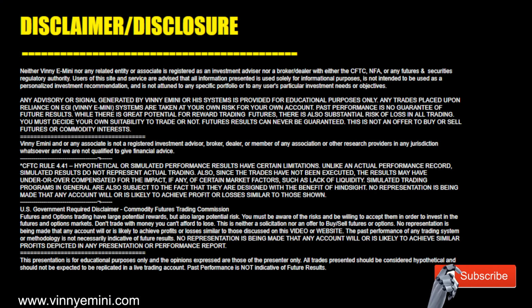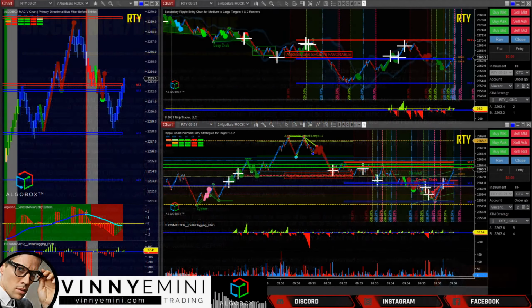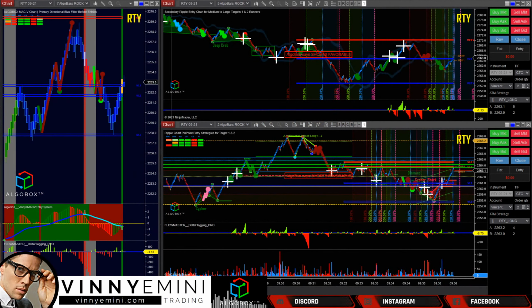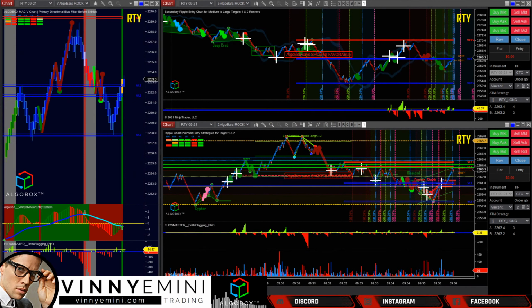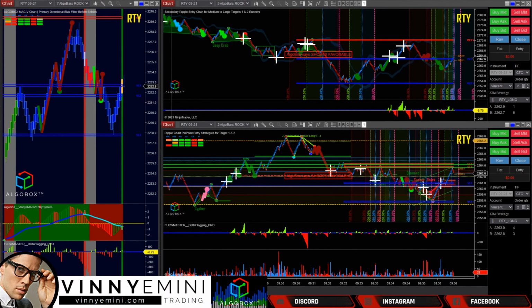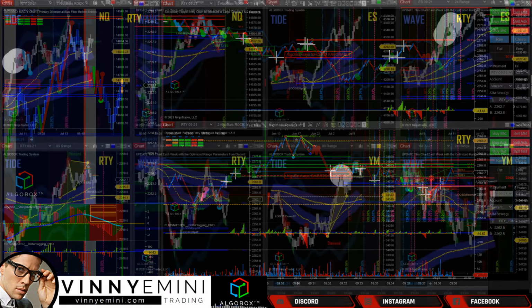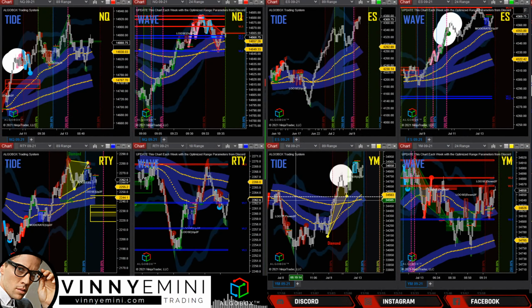Don't forget that trading is risky and it is not for everybody. Let's get right into it here this morning. A few minutes past the open, and harmonic pattern. Let's look around top left. Let's start with what we're looking at up top.